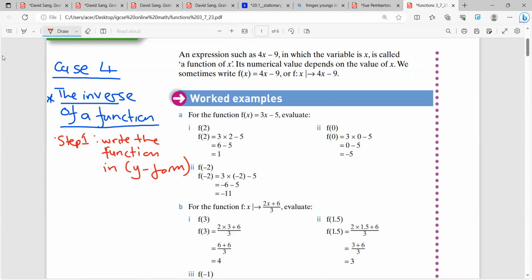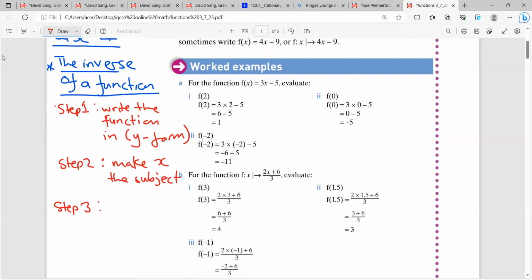And then step 2, make x the subject. And then step 3, you must switch your values. All your x's must be y's, and all your y's must be x's. So flip the letters.